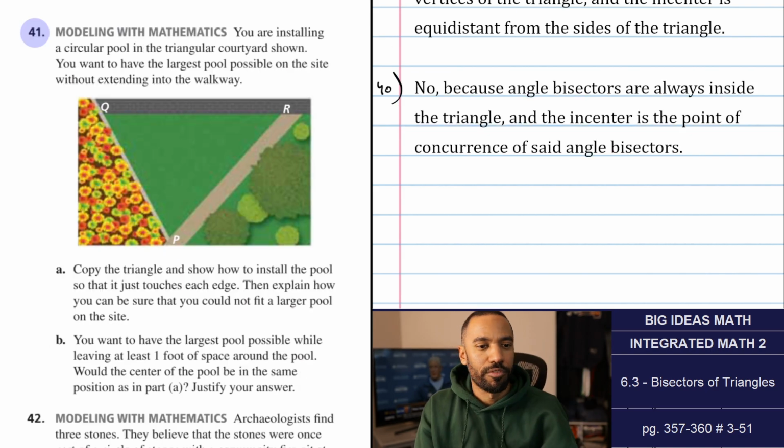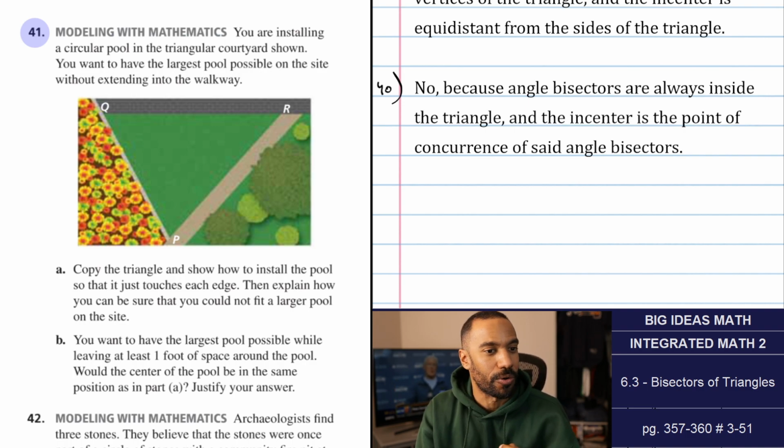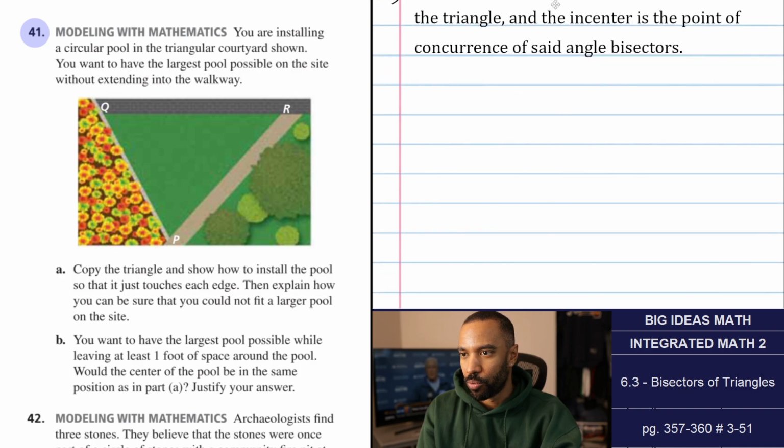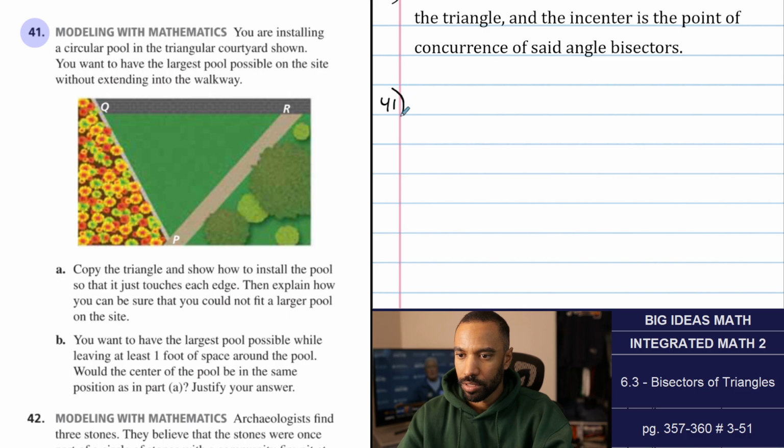All right, let's keep moving forward. Still 11 more problems. Number 41, modeling with mathematics. You are installing a circular pool in the triangular courtyard shown. It is a triangular courtyard. You want to have the largest pool possible on the site without extending into the walkway. Copy the triangle, sure, and show how to install the pool. Let's do this, 41.